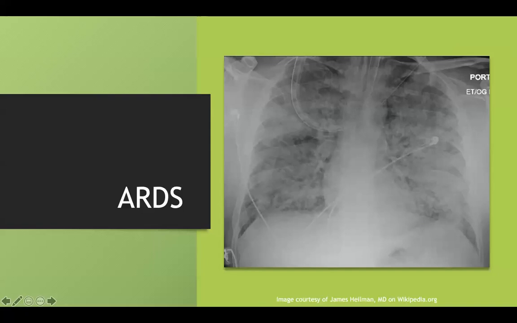Here's a picture of ARDS. This is what they're going to show you if they give you ARDS, and it's just going to look atrocious. You could see all the inflammation all over. And ARDS is extremely dangerous with almost a 50% mortality rate.